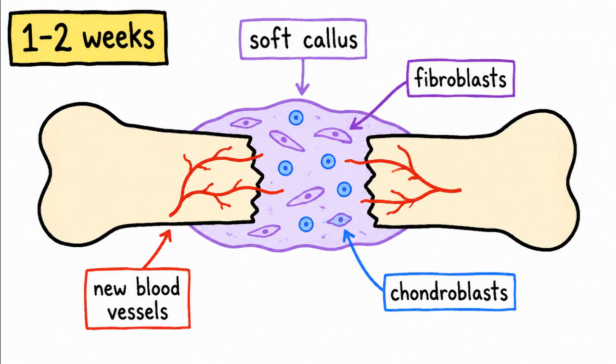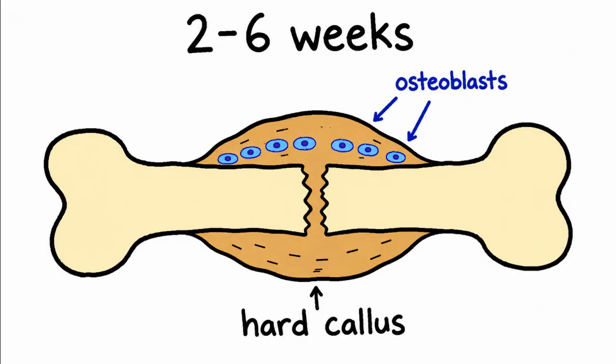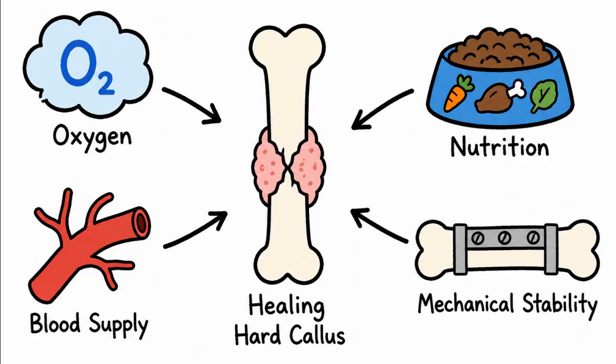During approximately the first 1 to 2 weeks, these cells become fibroblasts and chondroblasts, producing a soft fibrocartilaginous callus that bridges the fracture while blood vessels grow inward. Over roughly 2 to 6 weeks, osteoblasts replace the soft callus with mineralized woven bone, creating a hard callus. This requires adequate oxygen, nutrition, blood supply, and mechanical stability.